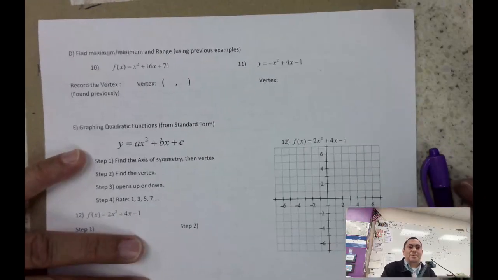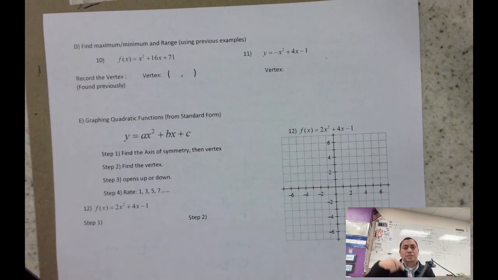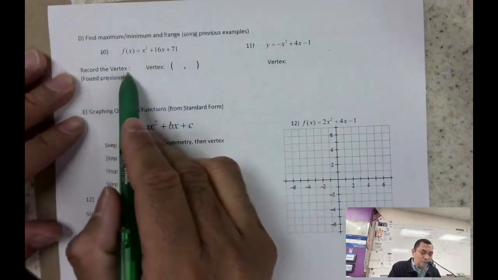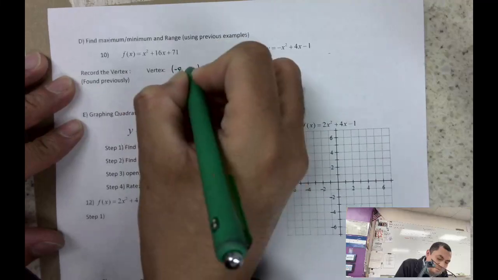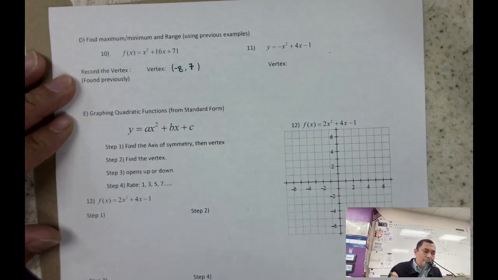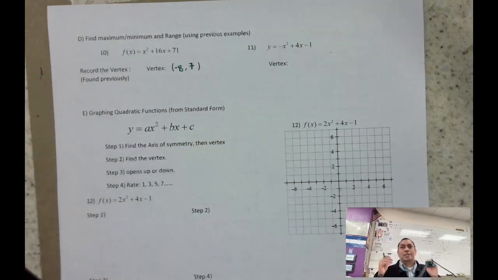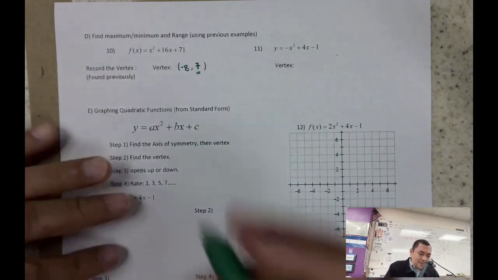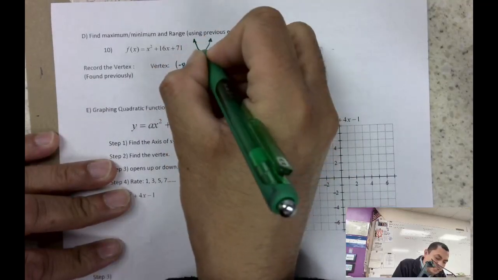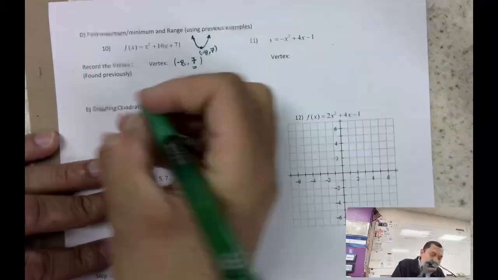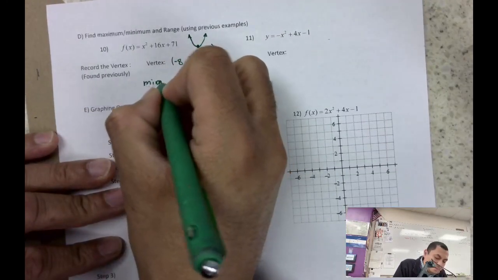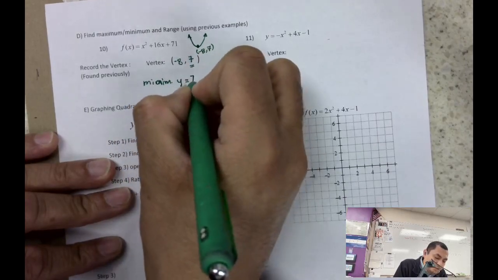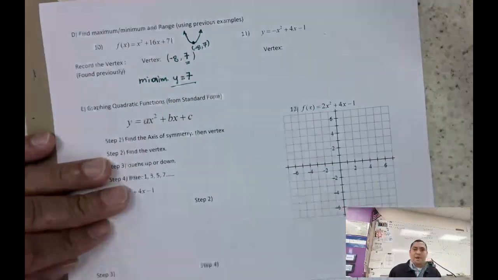What we're going to do, find the minimum and maximum and range using the previous example, so we don't waste our time. Remember this problem. We're going to write the vertex. The vertex was -8 and 7. So your maximum or minimum value is always going to be the y value of this vertex. See, this one opens up. This parabola is going to open up. This vertex is -8, 7. So you're going to have a minimum value, minimum of y equals 7. Okay, this is your minimum value of y equals 7.